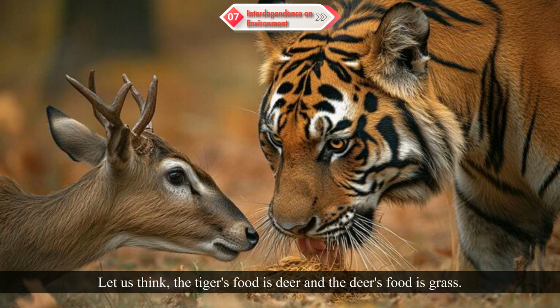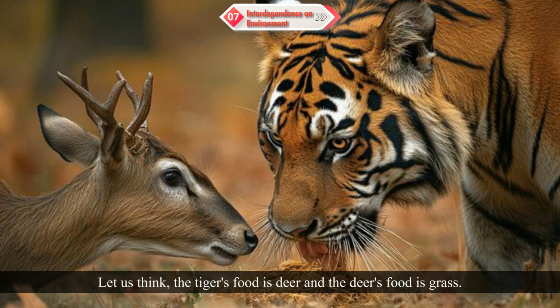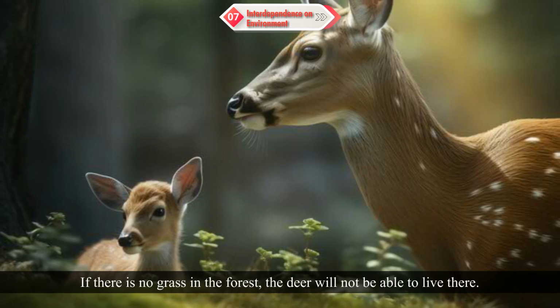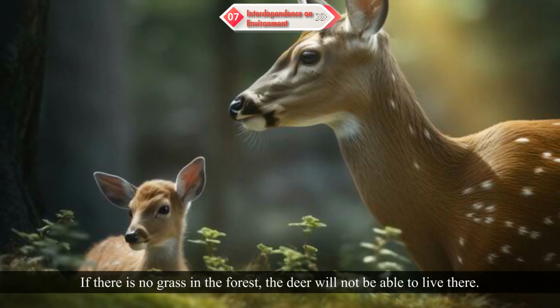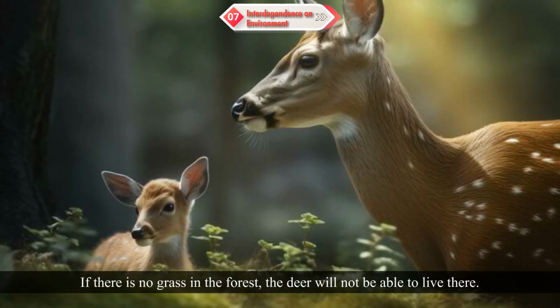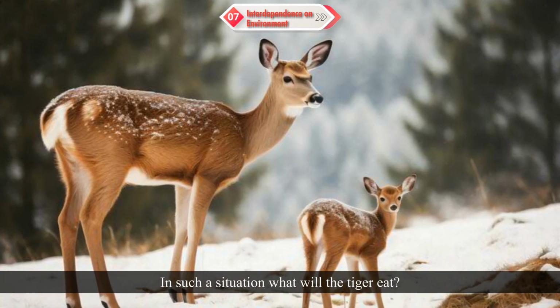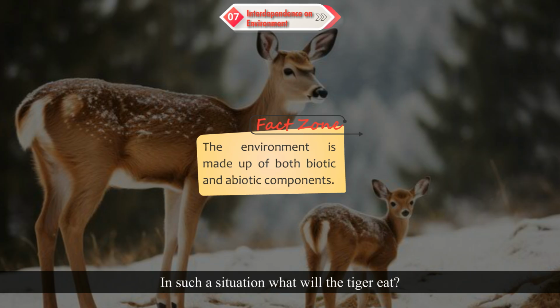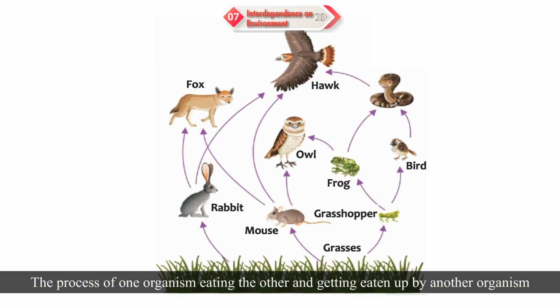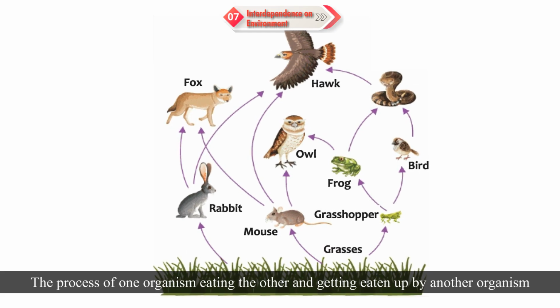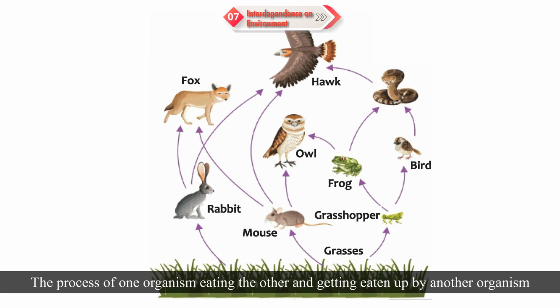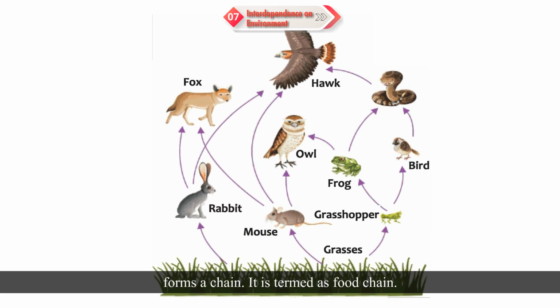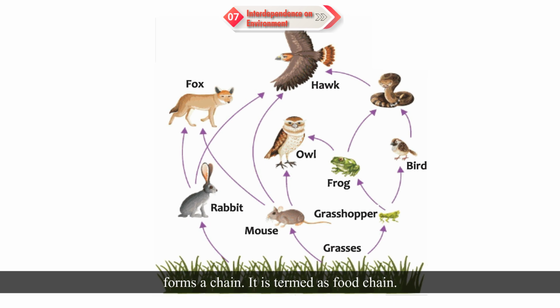Let us think. The tiger's food is deer, and the deer's food is grass. If there is no grass in the forest, the deer will not be able to live there. In such a situation, what will the tiger eat? Fact zone. The environment is made up of both biotic and abiotic components. The food chain. The process of one organism eating the other and getting eaten up by another organism forms a chain. It is termed as food chain.